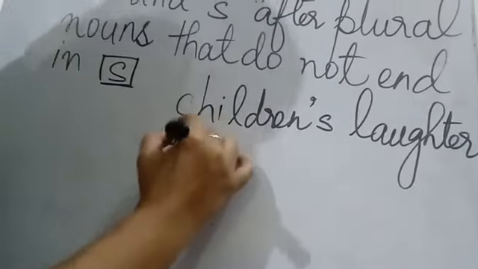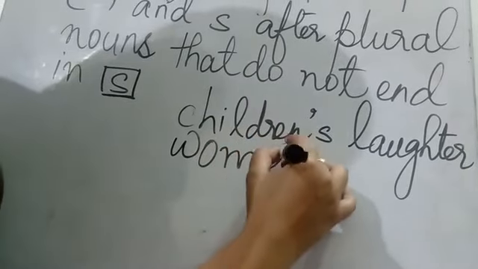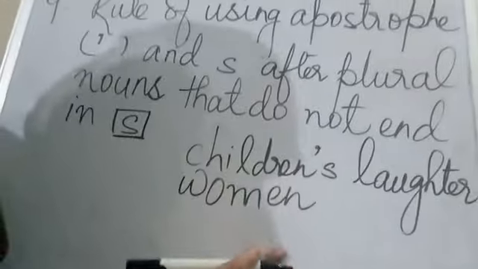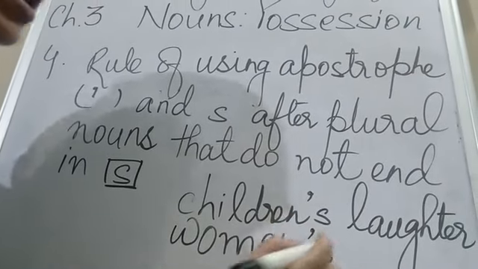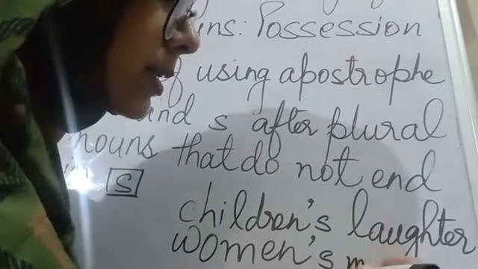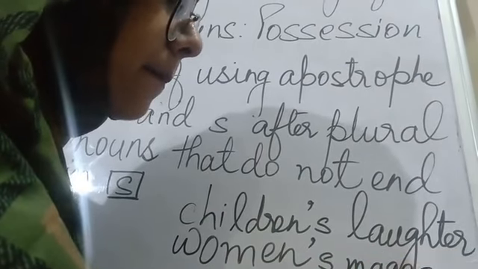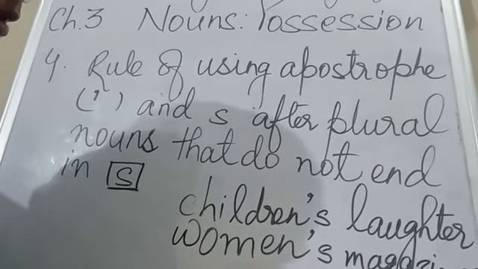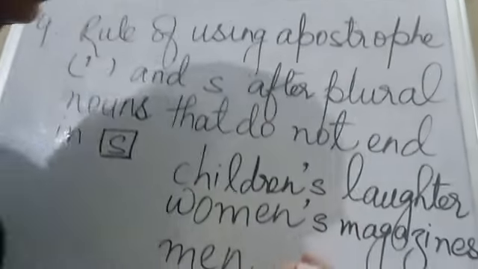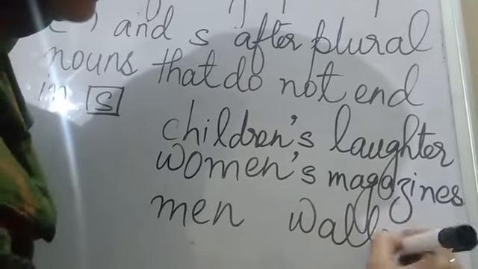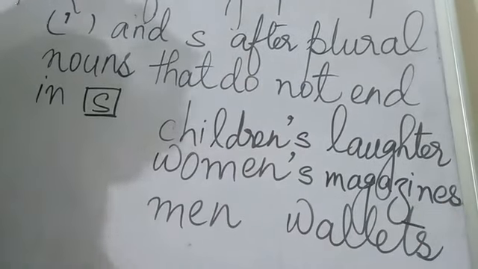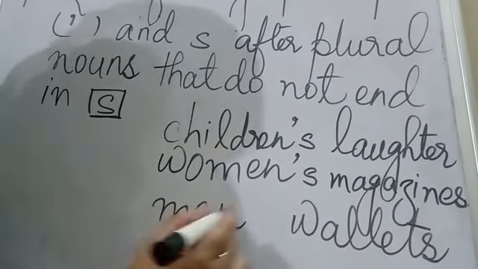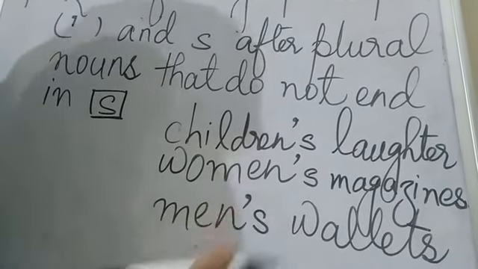Like women. Women is a plural noun and it does not end with an S. So we will add an apostrophe S to show possession. Women's magazines. Okay. Men. Men is a plural noun. Men's wallets. To show possession of the wallets, men does not end with an S. So we will write apostrophe and S.